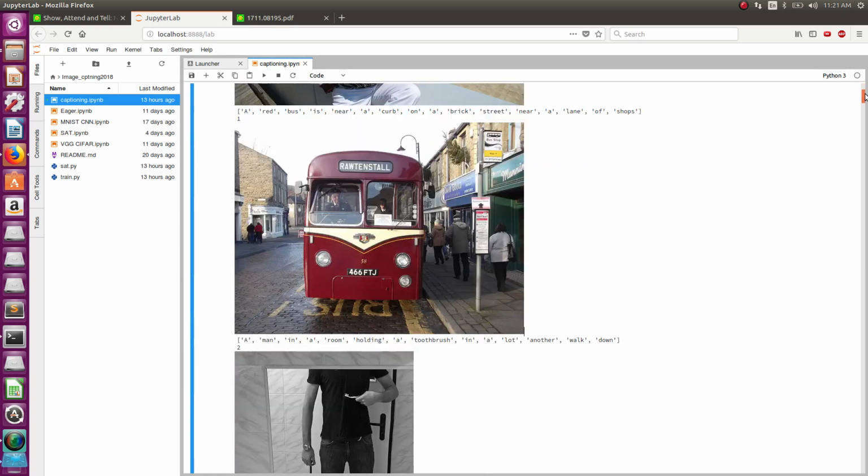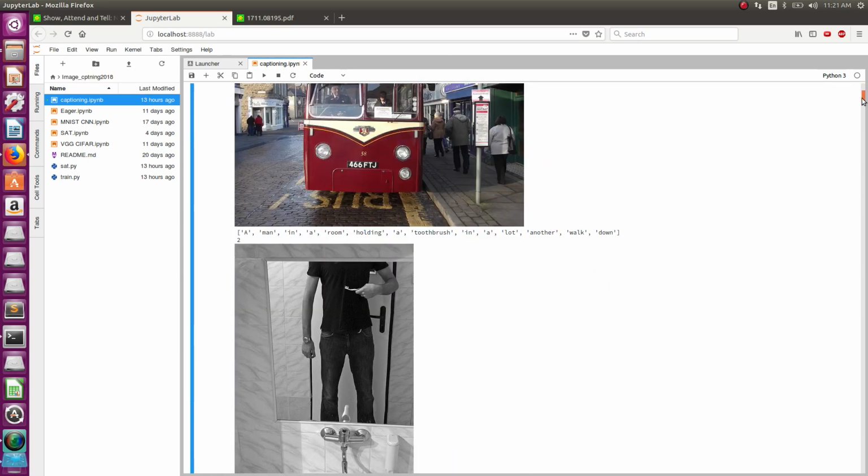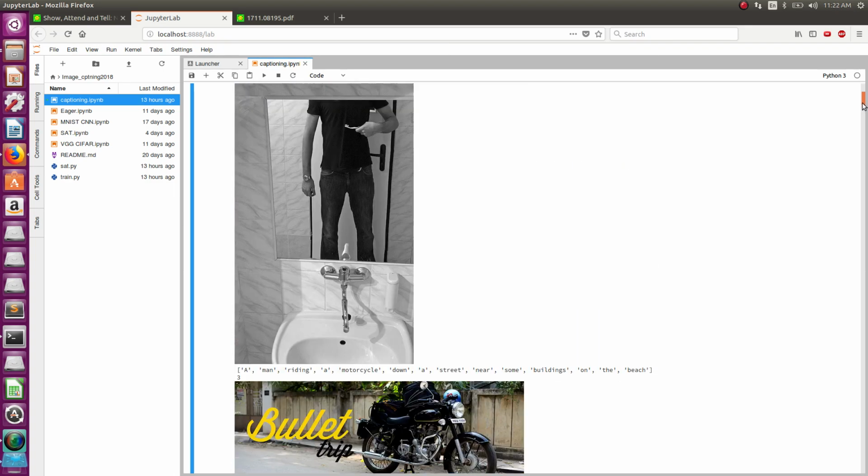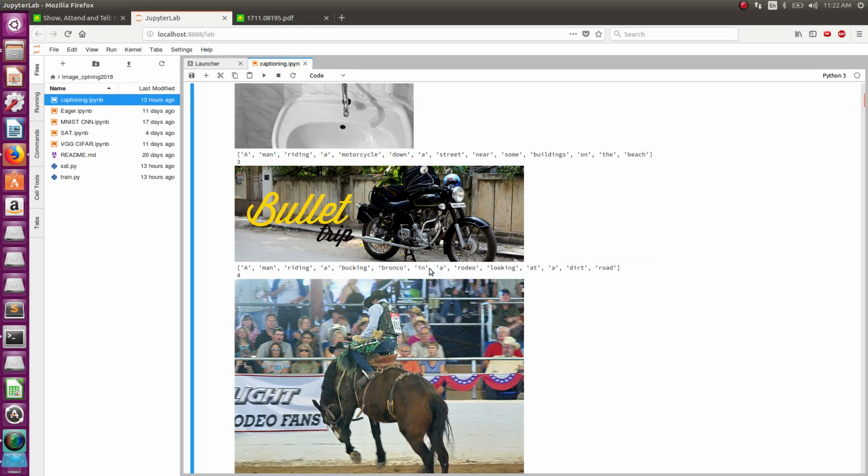Like you can see here, in this image you can see a red bus is near a curb on a brick street near a lane of shops. Here you can see that it was able to identify the main features of the image, which were the bus and the shops and not the pedestrians, because we had restricted the length of the sentence to a maximum of 16. This was a really impressive result. And some other results such as this: a man riding a bucking bronco in a rodeo looking at a dirt road, again a very impressive result. Also it's using adjectives as well. And a man riding a motorcycle down a street near some buildings on the beach.